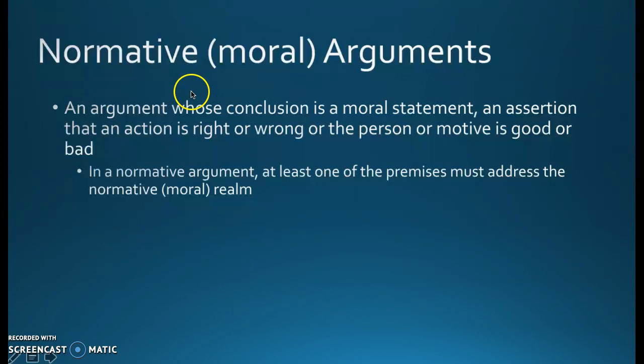Now, I've already talked about normative moral arguments. This is an argument in which the conclusion is trying to make a moral claim, asserting that an action is right or wrong, or that a person or motive is good or bad. In a normative argument, as I've already stated, at least one of the premises must address the normative realm.